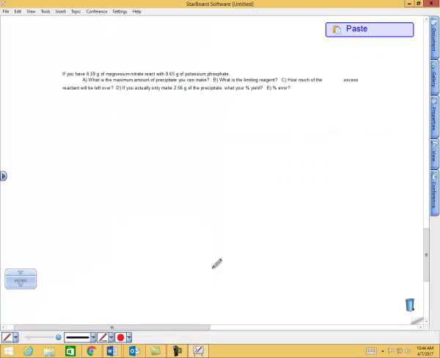All right. Okay, so if I have 6.59 grams of magnesium nitrate react with 8.65 grams of potassium phosphate, part A, what's the maximum amount of precipitate you can make? Part B, what's the limiting reagent? How much of the excess reactant will be left over? And if you actually made 2.56 grams of the precipitate, what's your percent yield and percent error?